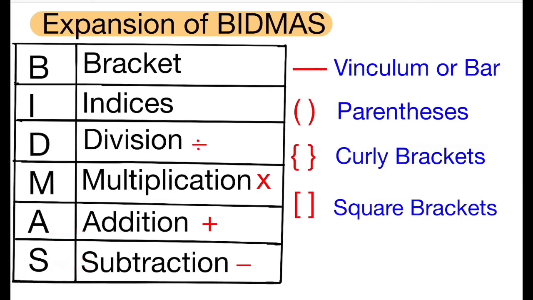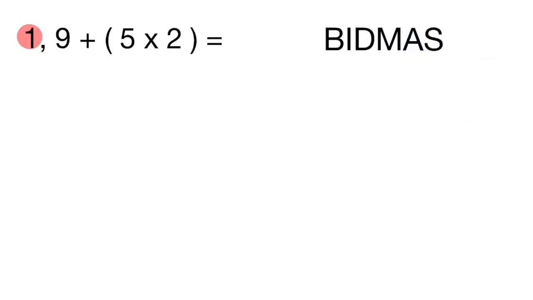Let us simplify a few numerical expressions using the BITMAS rule. First problem: 9 plus 5 multiplied by 2, enclosed by parenthesis. According to the BITMAS rule, we should remove the bracket first. 5 times 2 is equal to 10. 9 plus 10 is 19.